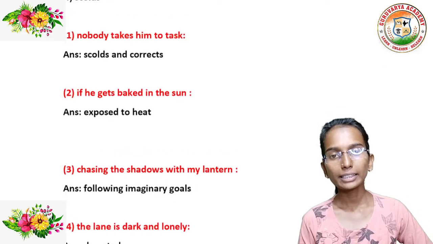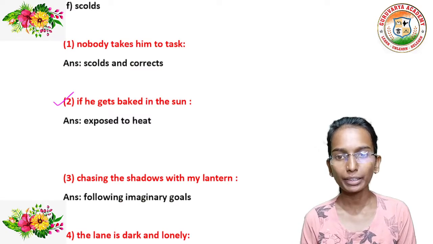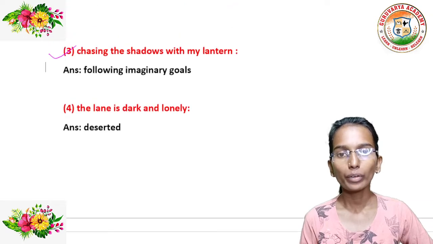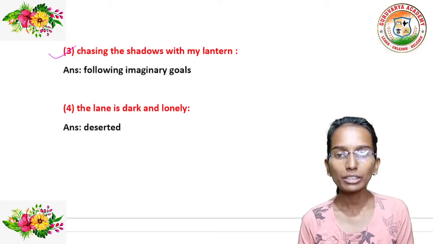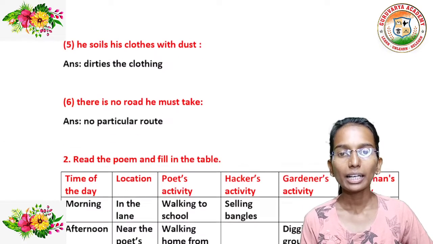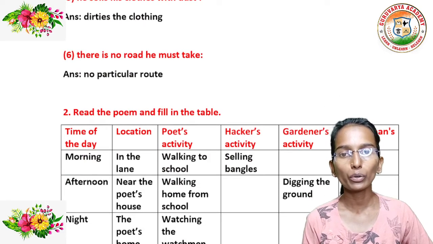First, nobody takes him to task: scolds and corrects. Second, if he gets baked in the sun: exposed to heat. Third, chasing the shadows with my lantern: following imaginary goals. Afterwards, fourth, the lane is dark and lonely: deserted. Next, fifth, he soils his cloth with dust: dirties the clothing. Lastly, there is no road he must take: no particular.